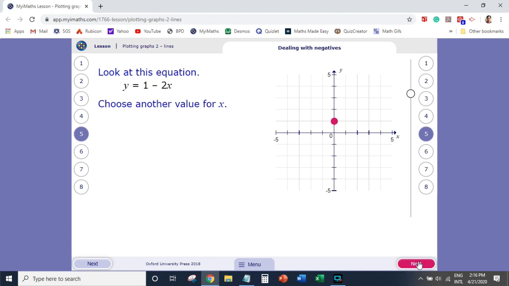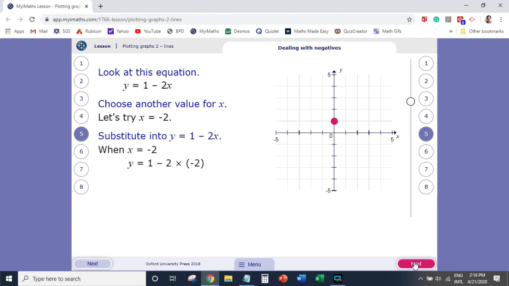Next point, choose another value for x. So let's try x equals negative 2. We will change now our x to negative 2. So if x is negative 2, copy y equals, copy 1, copy minus 2, and then we will change x to negative 2, parentheses negative 2. You don't need to write this x right here.